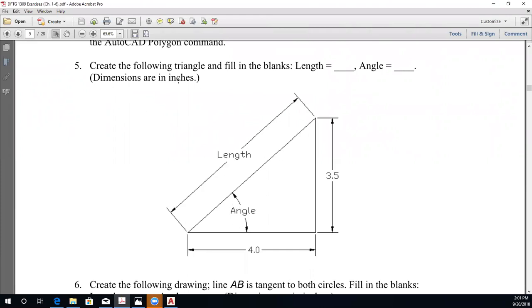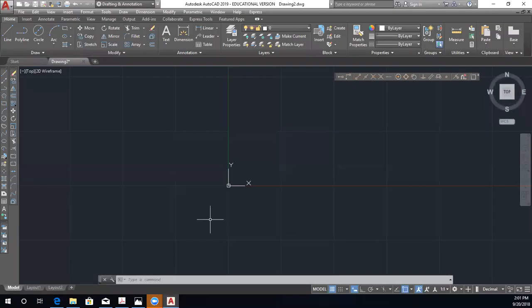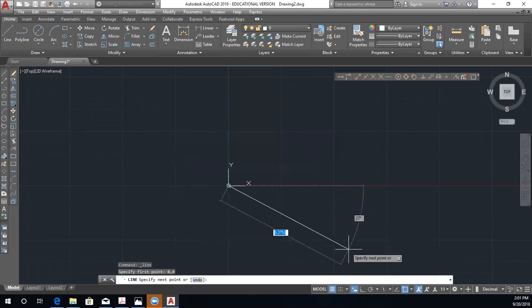Also, it's important to note that the dimensions are in inches. So before you get started in AutoCAD, make sure that your units are in dimensions. The first thing we're going to do is draw a line. We'll just say the first point is 0, 0, enter. And then I'm going to turn on my ortho mode to make it where I can only draw in horizontal or vertical lines.